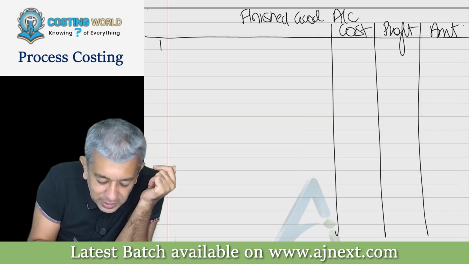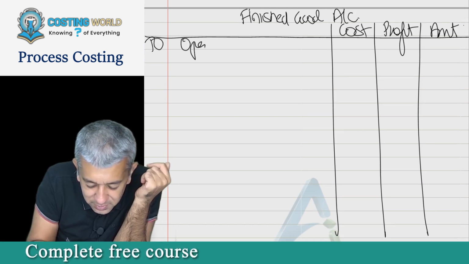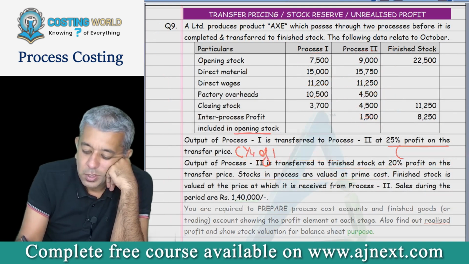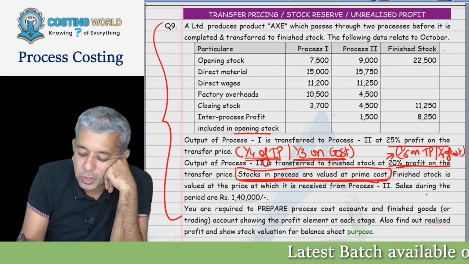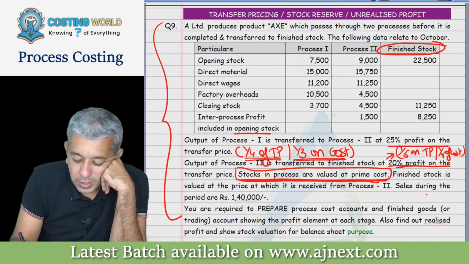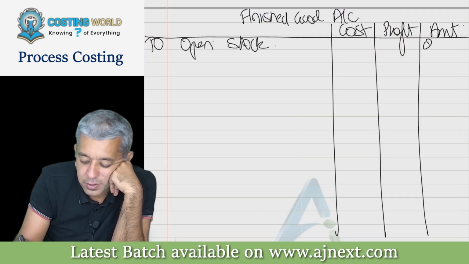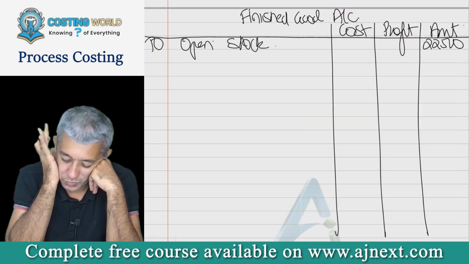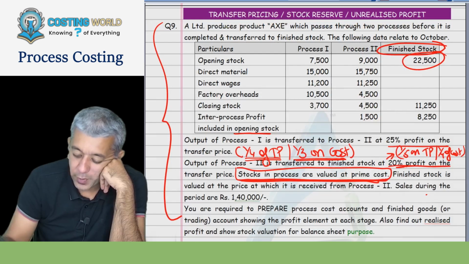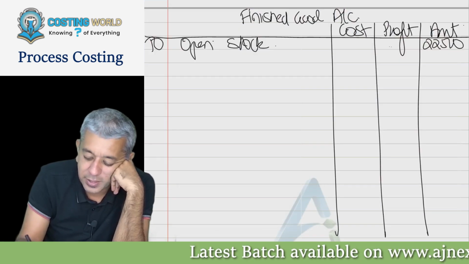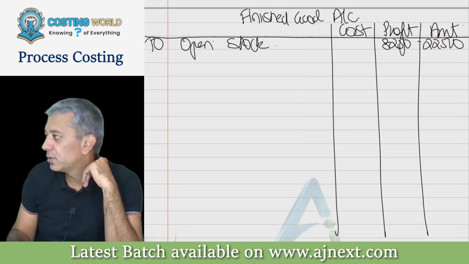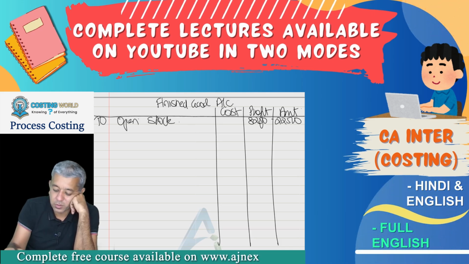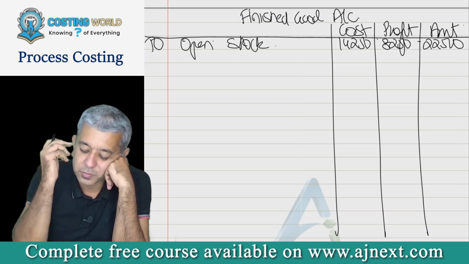Now, we all will start. Write down: To opening stock. So now process 3, no, finished goods. Finished goods opening stock in this particular case is 22,500. Obviously, 22,500 will have huge profits inside it. 8,250. Subtract. 22,500 less 8,250 is 14,250.